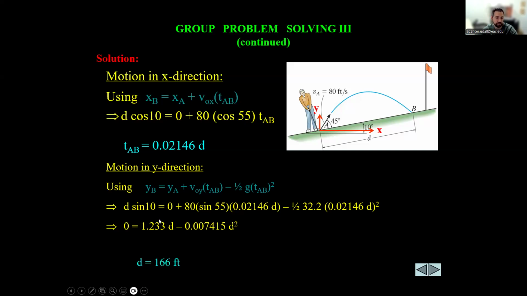And it should come out somewhere in the realm of 166 feet, plus or minus a little for rounding. But that would be that diagonal distance d that it travels. So that is it for this problem.